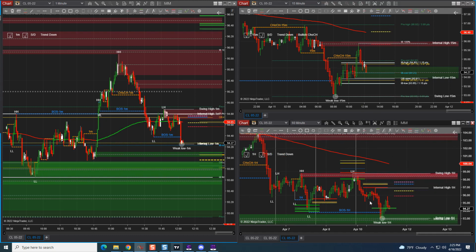Now here's the same thing on the 60. We're not up to any of these zones here, but we have just crossed the 50% here. So now we're in the premium zone here on the 60 minute.